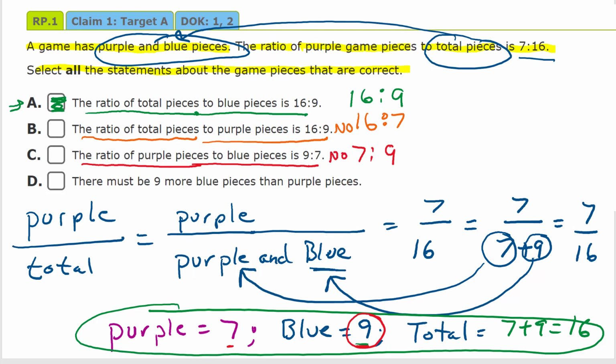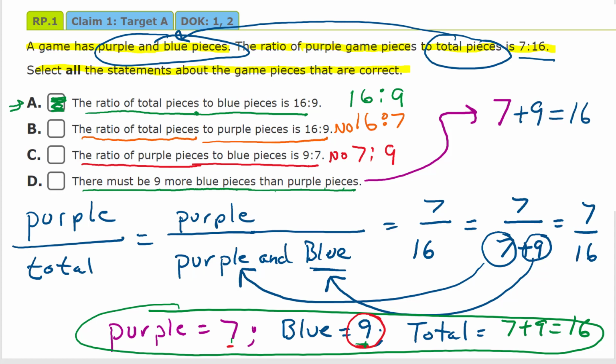D reads there must be 9 more blue pieces than purple pieces. Well, let's look. We have 9 blue pieces and 7 purple pieces, but it says there must be 9 more blue pieces than purple pieces. Well, let's read this one more time. There must be 9 more blue pieces than purple pieces. Well, there's 7 purple pieces, and if the problem is saying that there's 9 more, that means there's a total of 16 blue pieces, and that's not correct. So this is also a no. So for this problem, A is the correct one.